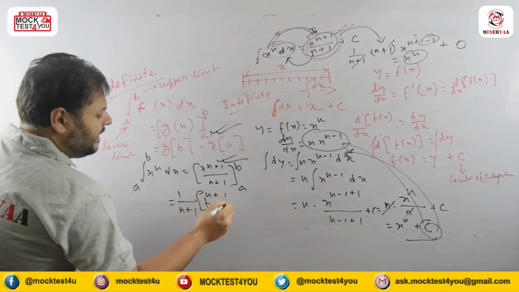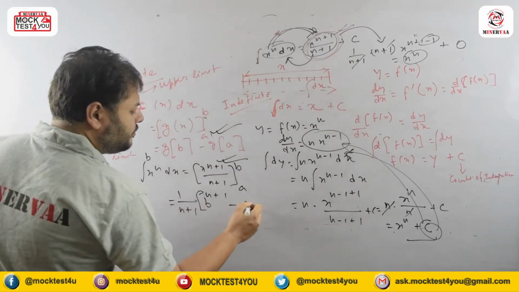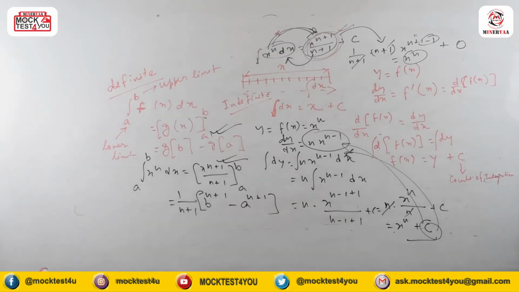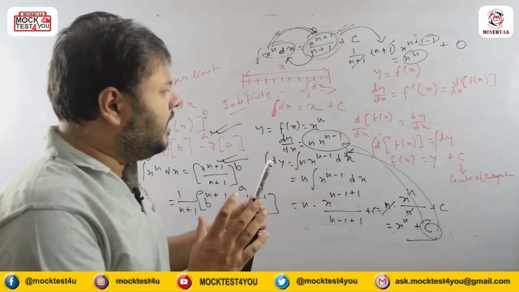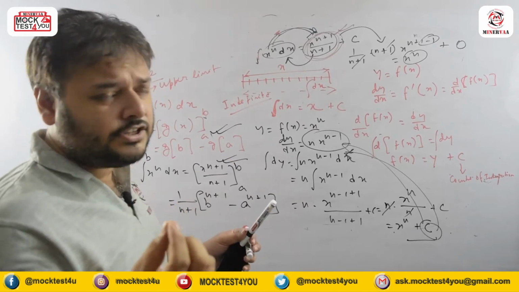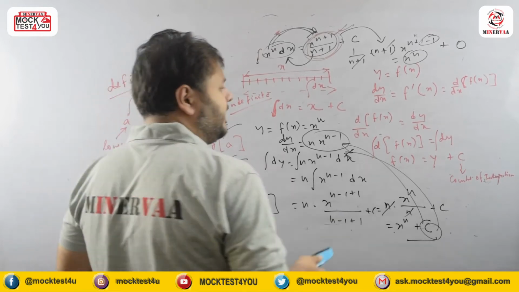It will be the upper limit. I am putting b in place of x, b to the power n plus 1 minus lower limit a to the power n plus 1. So this is the concept of definite and indefinite integration. In indefinite integration, you need not have any limits of the value. You have to put a constant c, that is called the constant of integration. But for definite integration, you need not bring any constant.